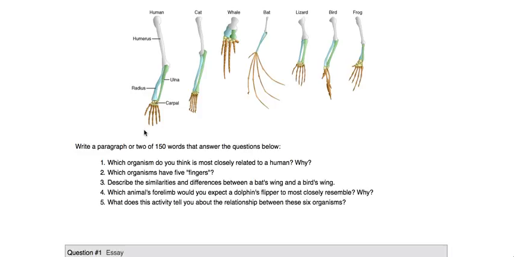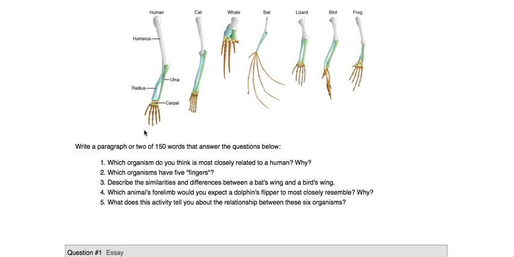Number 4 asks, which animal's forelimb would you expect a dolphin's flipper to most closely resemble and why? Now you have to think about which organisms here are aquatic, and then from there, draw out your answer and explain why.